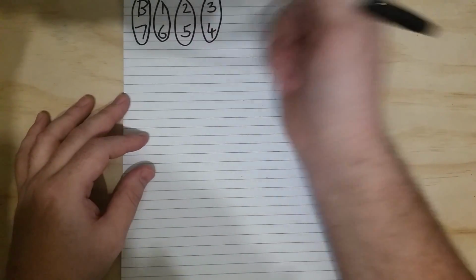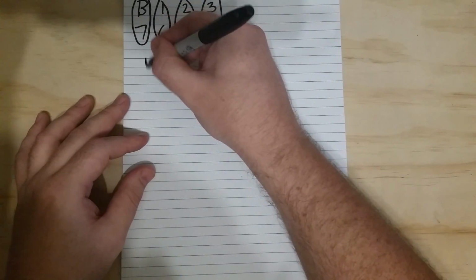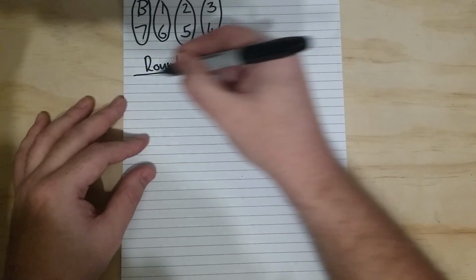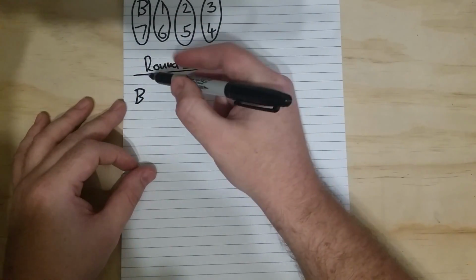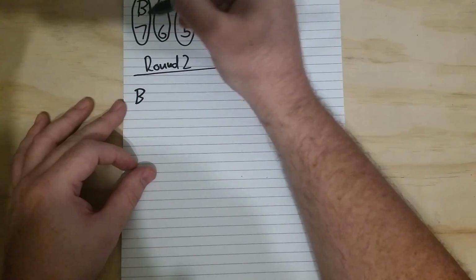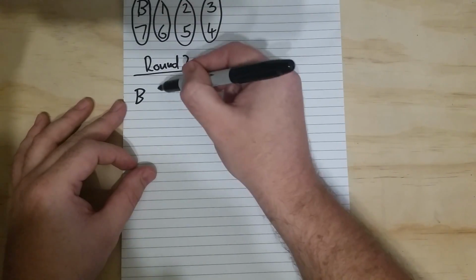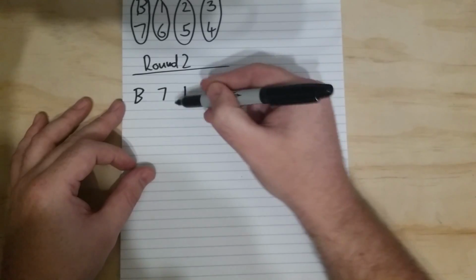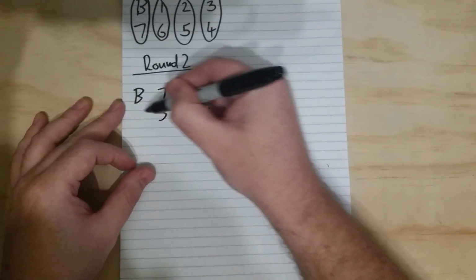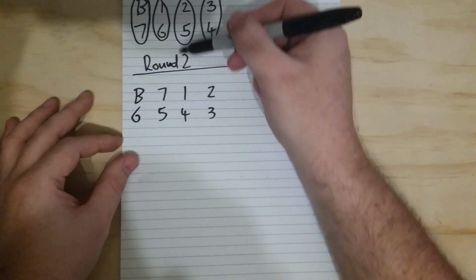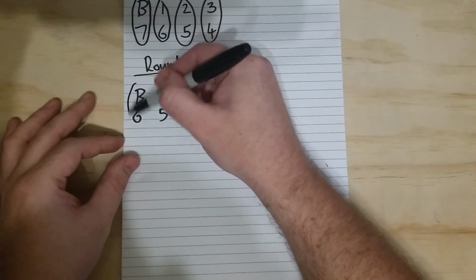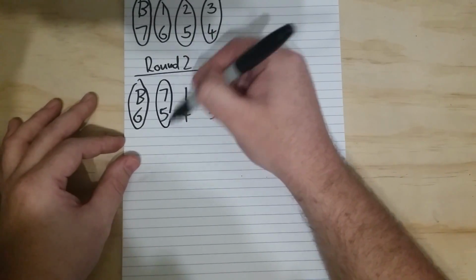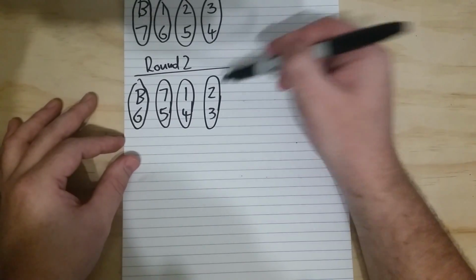Now, exactly the same method for an odd number: if you go on to round 2, then B, the bye, stays where it is, and everything else rotates around, so 7 moves up here, and then we go 1, 2, 3, 4, 5, 6. You can see in round 2 that fighter 6 gets the bye, meaning they don't fight. Fighter 7 fights fighter 5, 1 fights 4, then 2 fights 3.